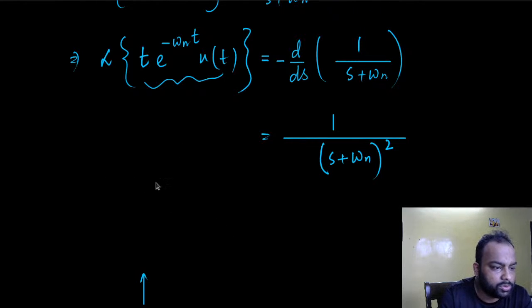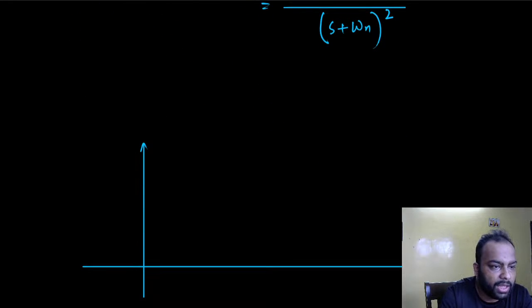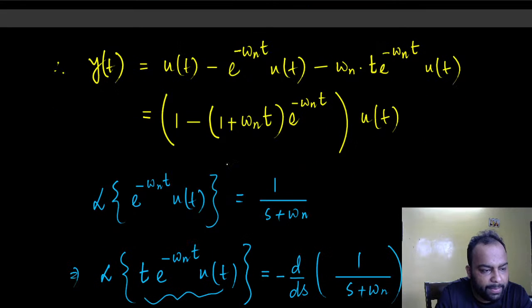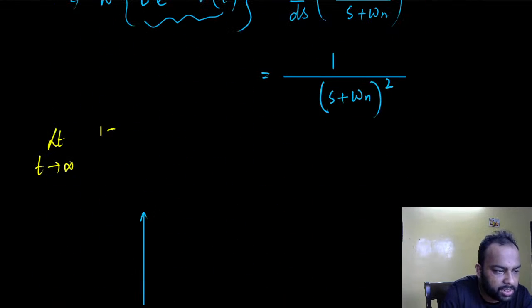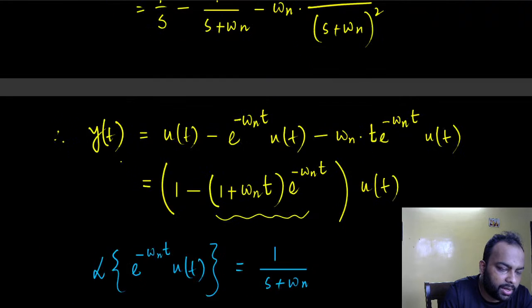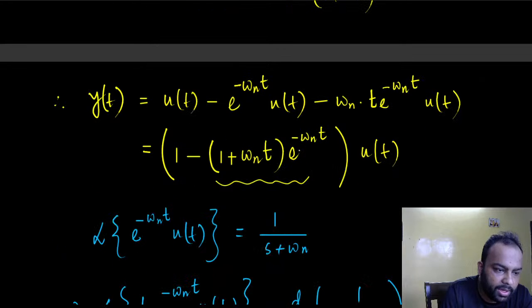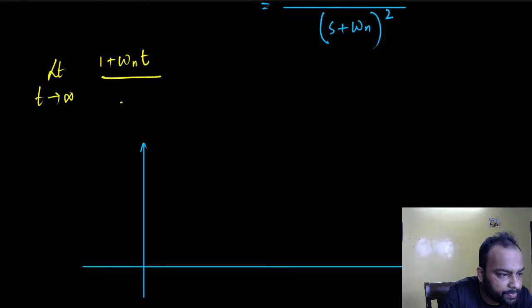Okay, let's just do this, right? So if I take the limit t tending to infinity, and we're trying to find out the limit on this, right? So that's 1 plus omega nt divided by e to the power omega nt, because that was e to the power minus omega nt. Okay, now if I take the limit, this is going to be 0.